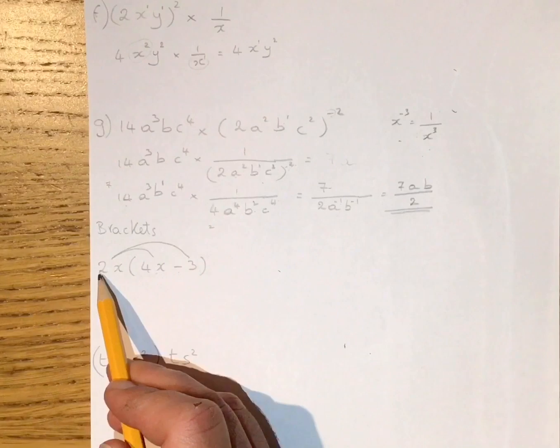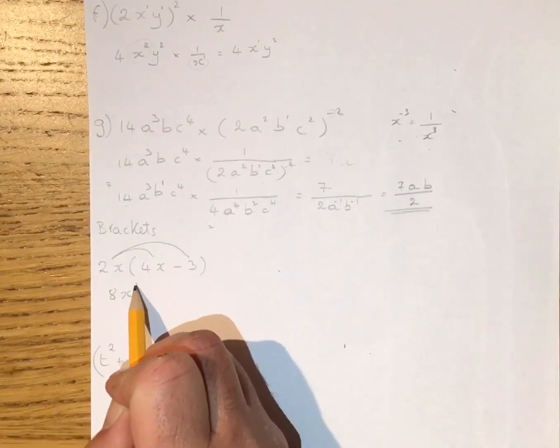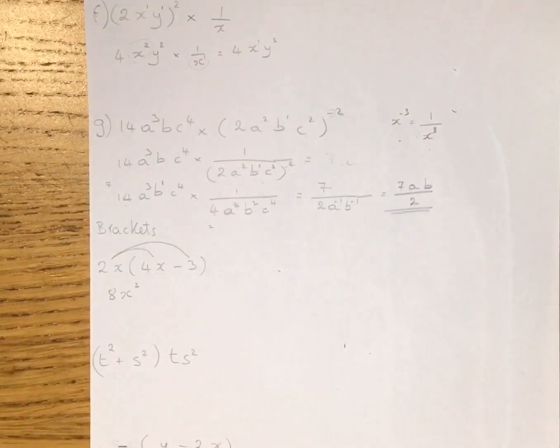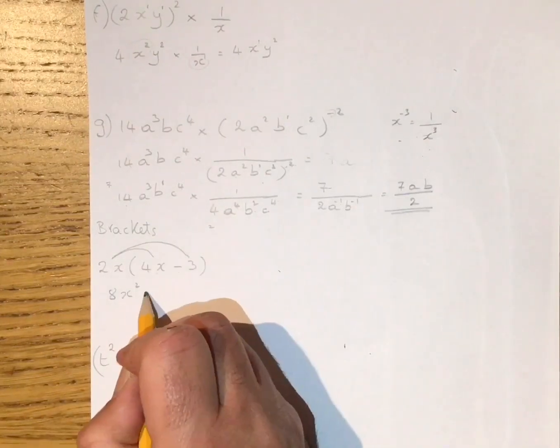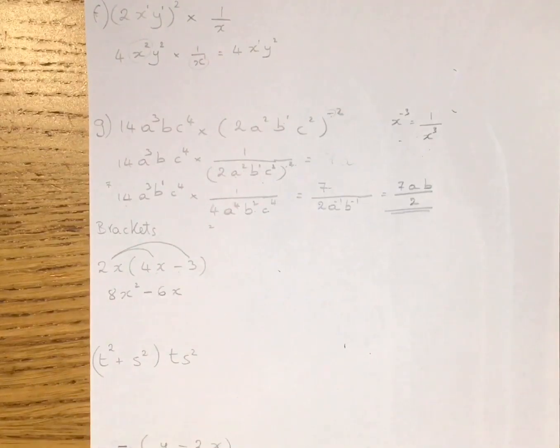So 2 times 4 is 8, x times x is x squared, because 1 plus 1 is 2. And then 2 times x times minus 3, positive times negative, answer is negative. 2 times 3 is 6, and then we have an x. And that's the final answer.